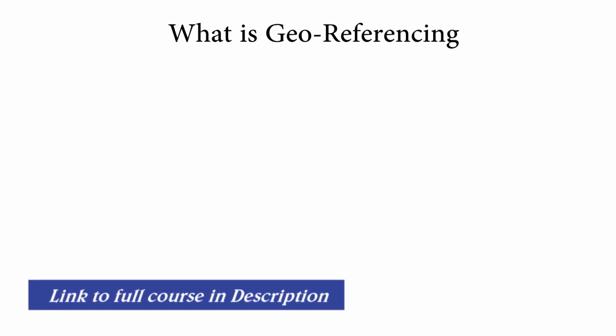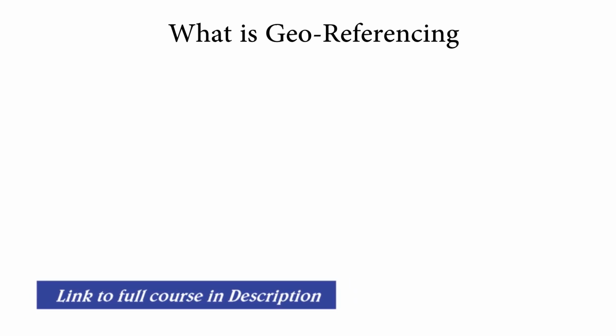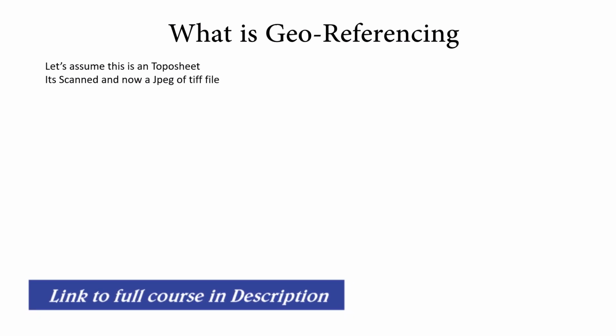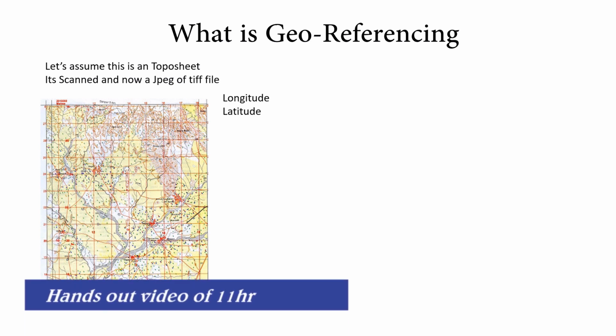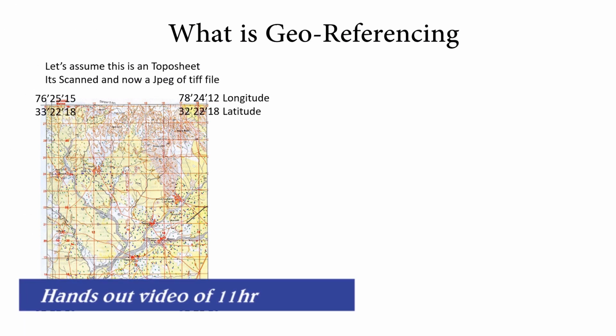So what is georeferencing that we normally do on scanned topo sheets? Let's assume this is a topo sheet, it is scanned and now a JPG or a TIFF file, and this topo sheet has latitude and longitude information written on it.